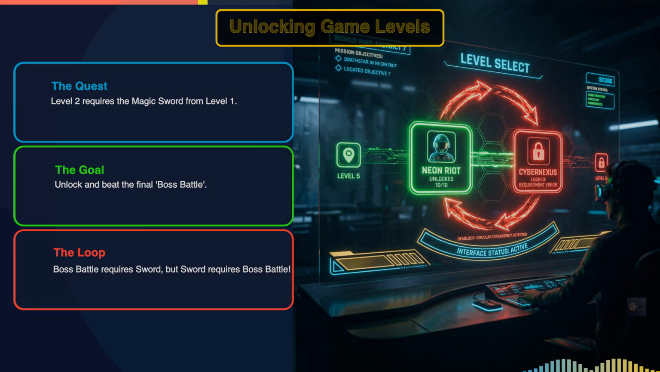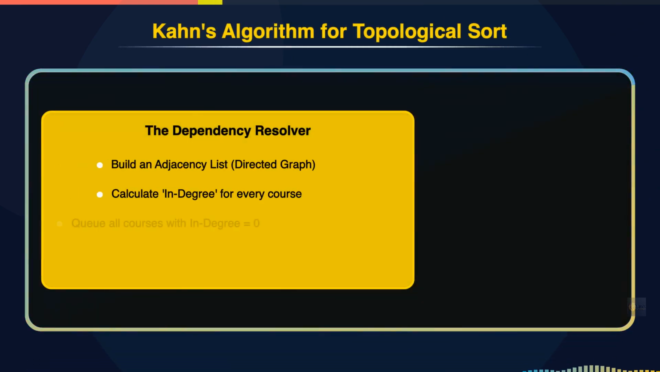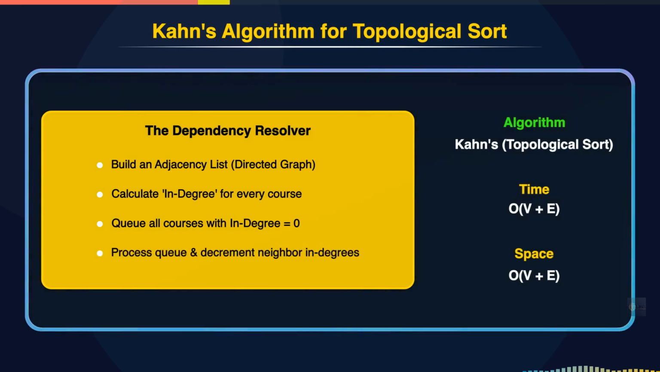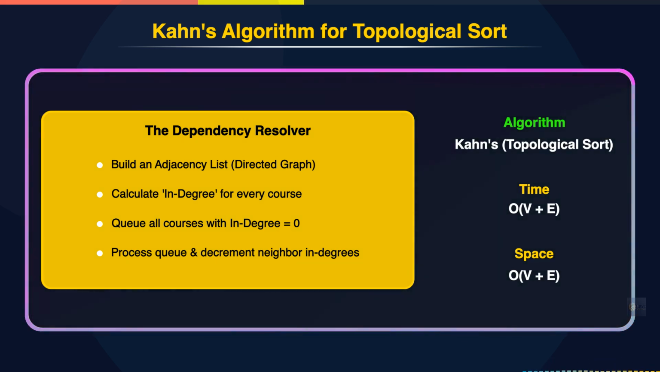To solve this, we use Kahn's algorithm for topological sort. First, we represent the courses as a graph using an adjacency list, and we calculate the indegree for every course. The indegree is simply the number of prerequisites a course has. Next, we take all courses with an indegree of 0, meaning they have no prerequisites, and add them to a queue. We then process the queue, completing each course and reducing the indegree of its dependent courses. If a dependent course's indegree hits 0, it is unlocked, and we add it to the queue. If we manage to finish all courses, we return true. Otherwise, a cycle exists, and we return false.